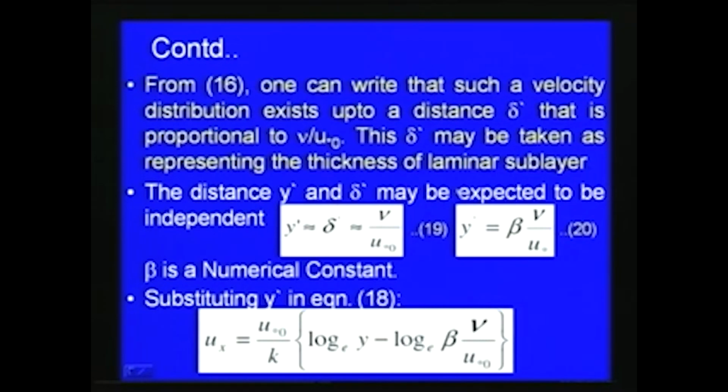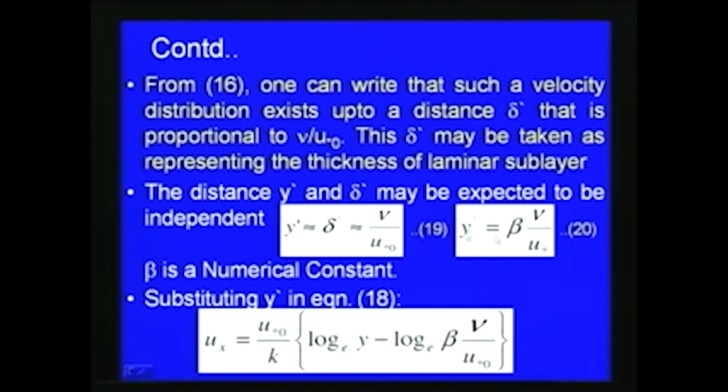So, the distances y dash and delta dash may be expected to be of the same order, so that y dash is tending to delta dash, which is approximately equal to nu by u star o, as in equation number 19. And y dash we can represent as a constant beta multiplied by nu by u star, as in equation number 20, where beta is a numerical constant.